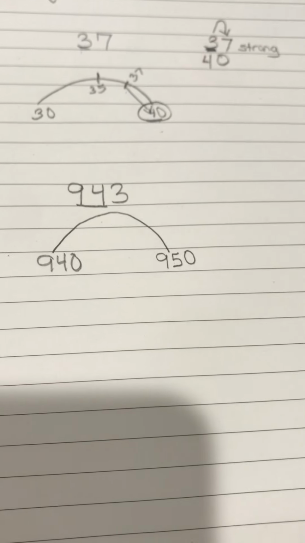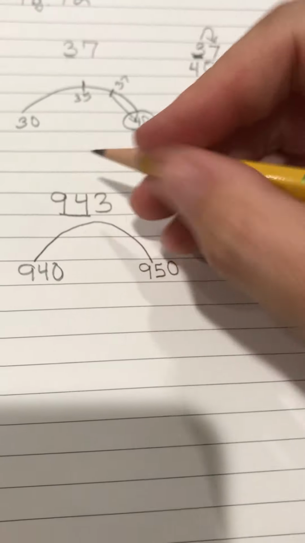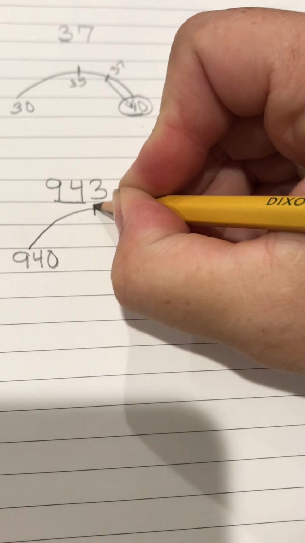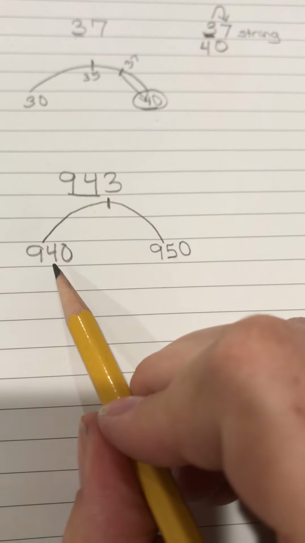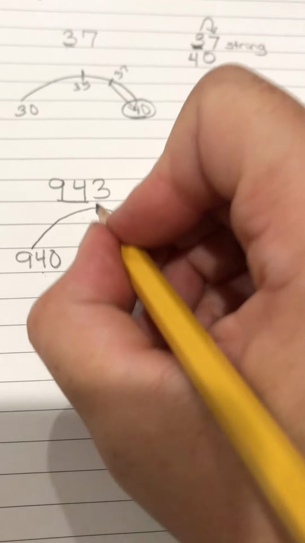Number 3 says, what number is halfway between? So what would be this highest point on my roller coaster? What's going to be right in the middle of 940 and 950?